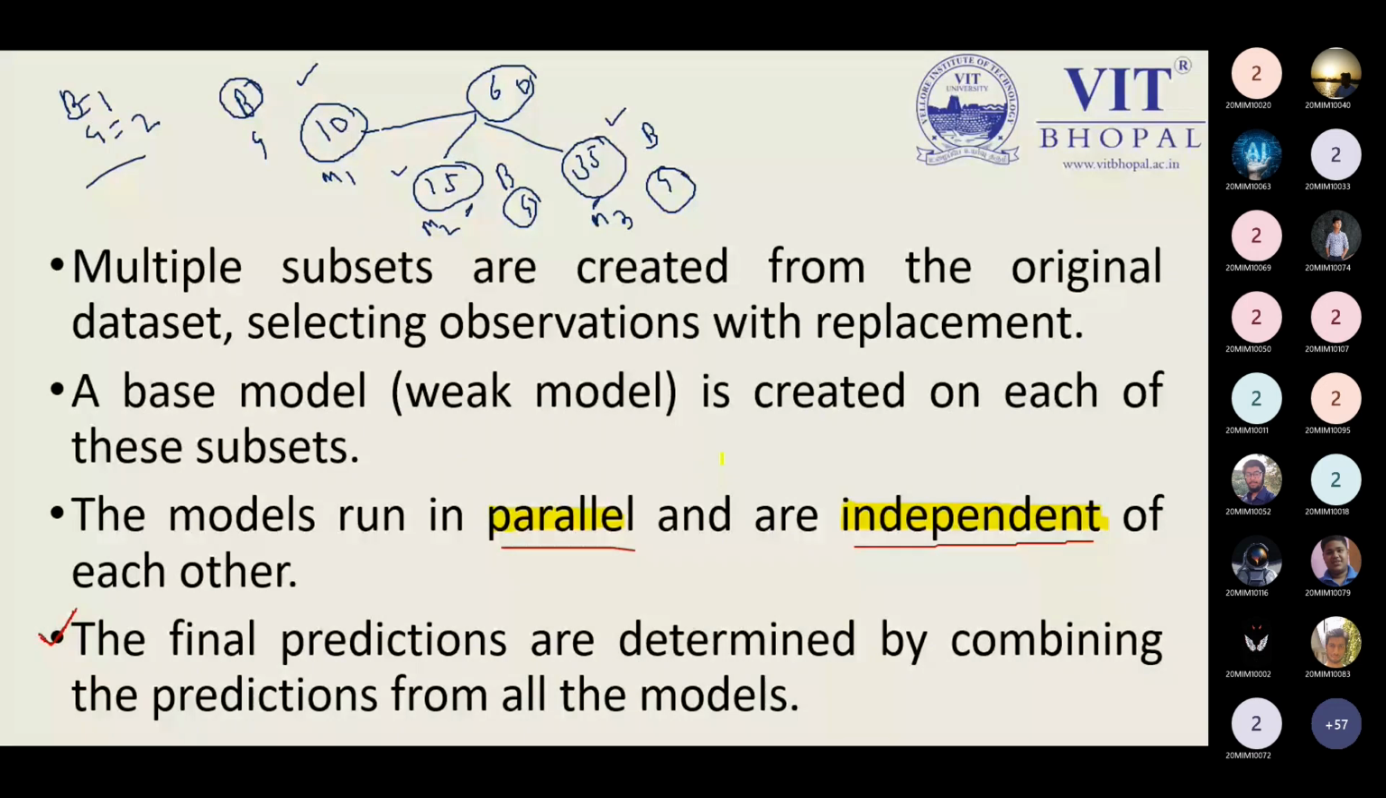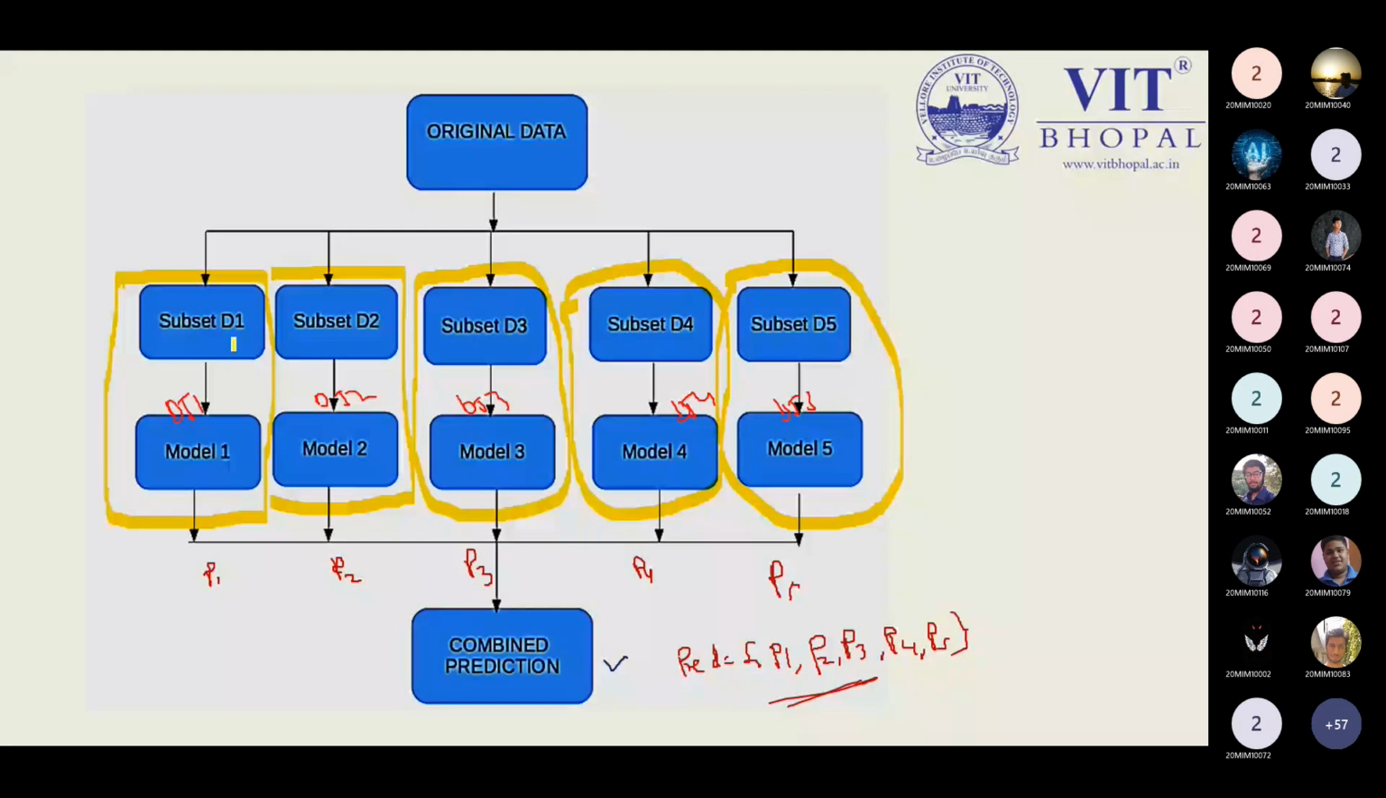Now the original data is generating subsets D1, D2, D3, D4, D5, followed by their respective models 1 to 5. P1, P2, P3, P4, P5 are the various predictions from our models. We combine all the predictions and can determine the better prediction, and that is known as ensemble learning. So that is our ensemble learning example following bagging.